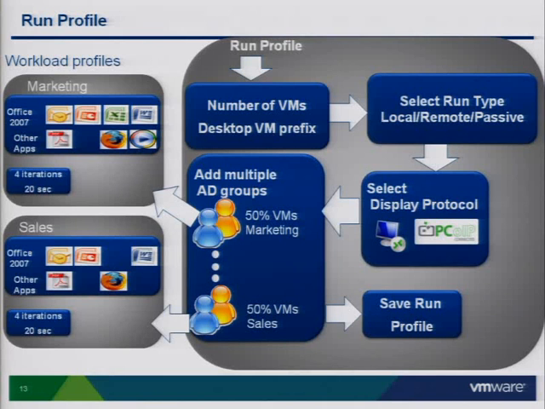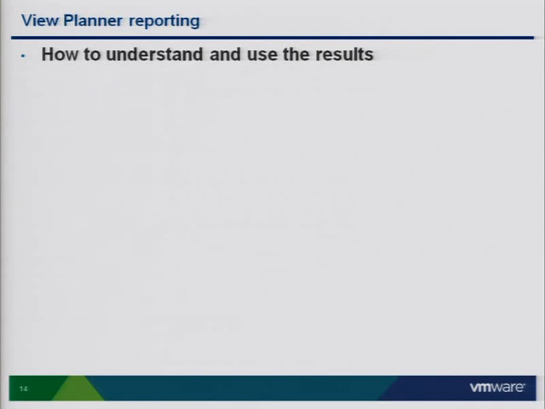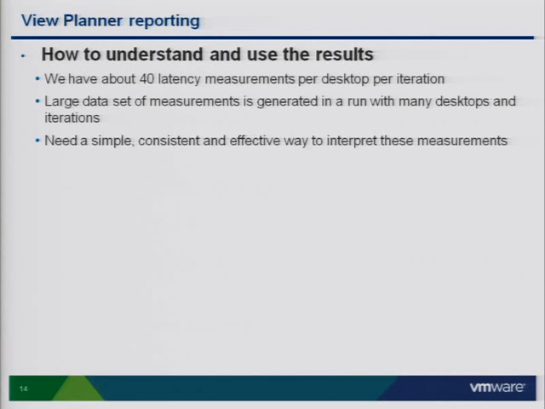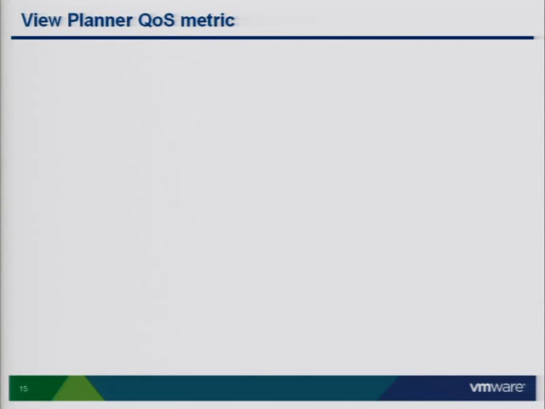Great. You did a run, you got your results, and they're in your database. How do you analyze that, right? Let's take a look at View Planner reporting. A typical run in View Planner, an iteration on a VM, yields around 40 latency measurements. Now you want to scale up the number of iterations as well as the number of VMs. Soon you'll get a big set of latency measurements that you want to use. You need an easy and efficient way to translate these measurements. So we've done that in a QoS metric.